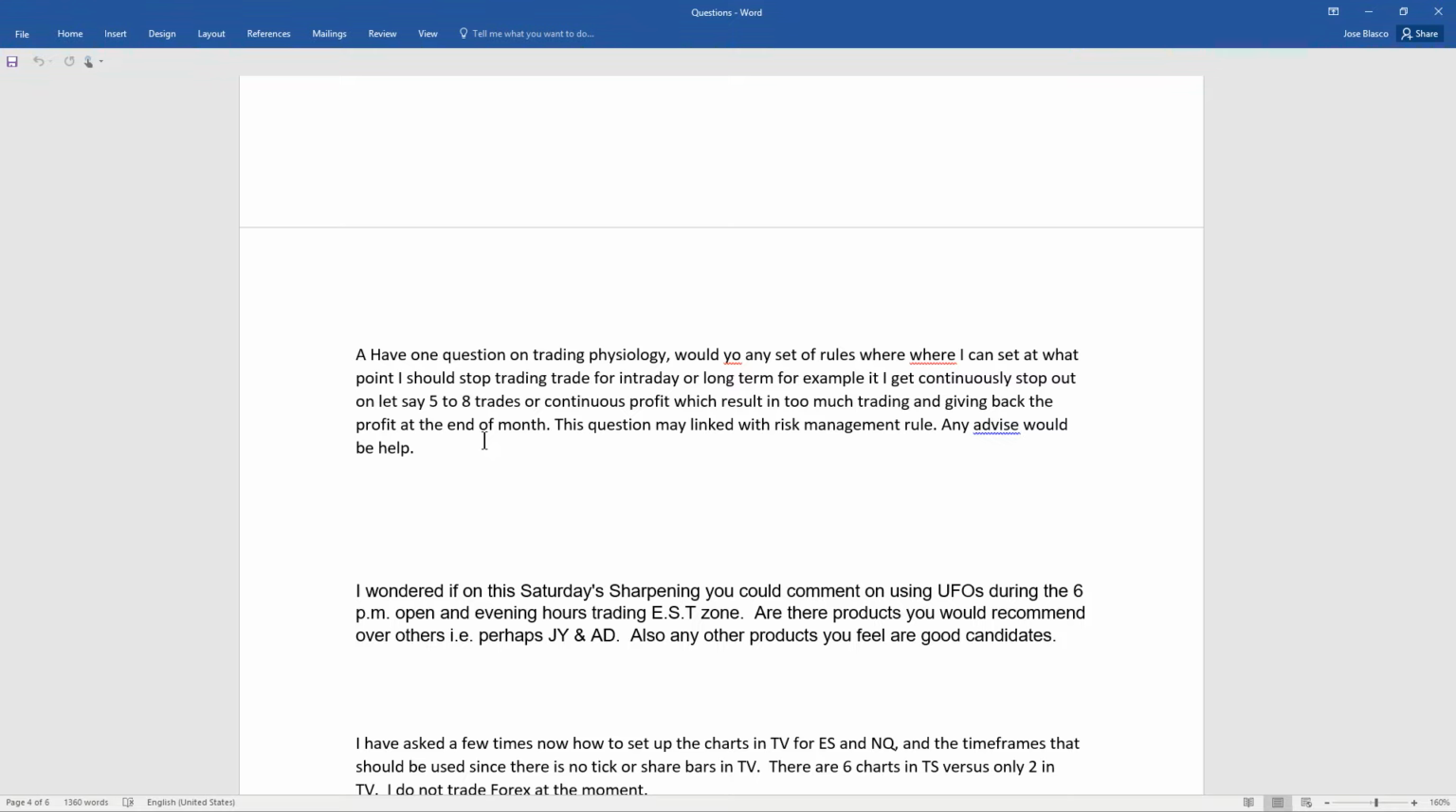Yes. So first, I need to say as well that we have never conducted a proper session on risk management, and we will. And we will address many of those things, okay? Because you should have rules that stop you trading for the day. If you got too many stop outs in a row, you should have rules that stop you trading for the week. If you get too many stop outs on the week, you should have rules that stop you trading for the month if you have too many stop outs.